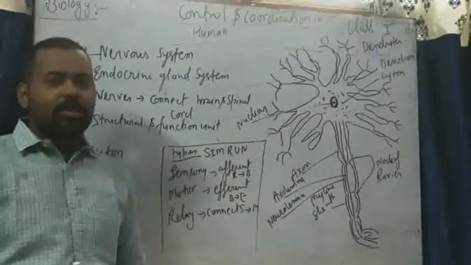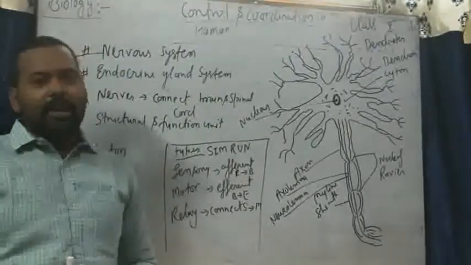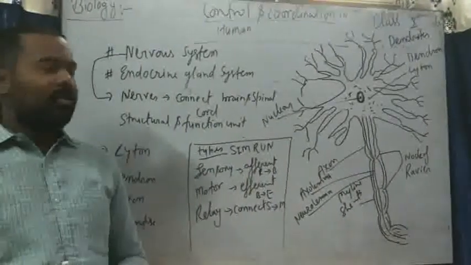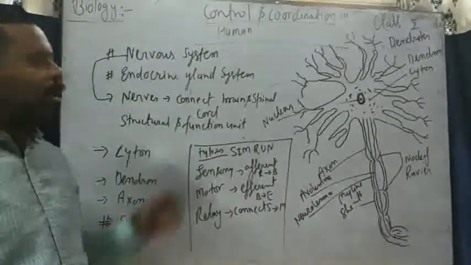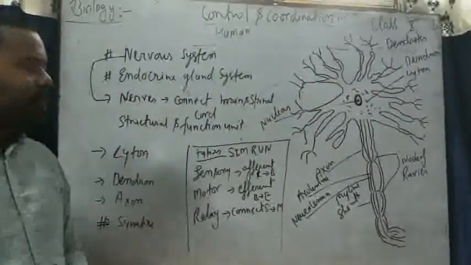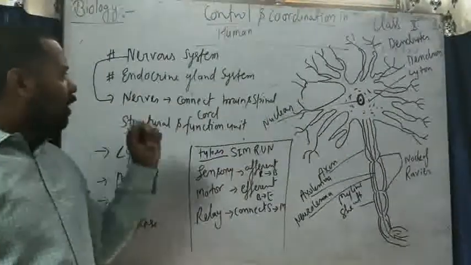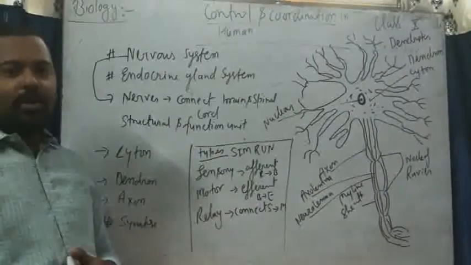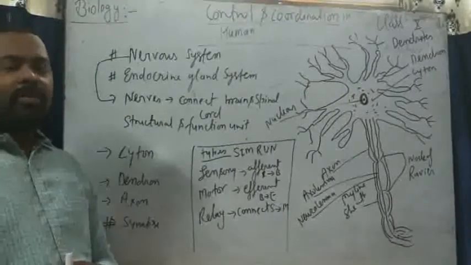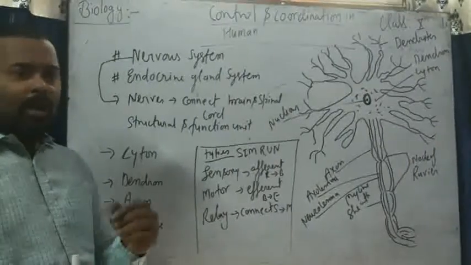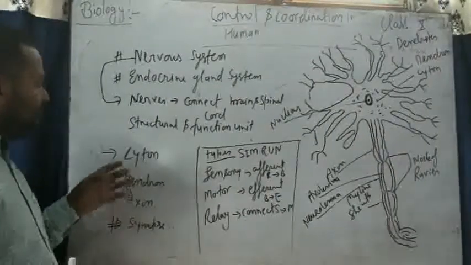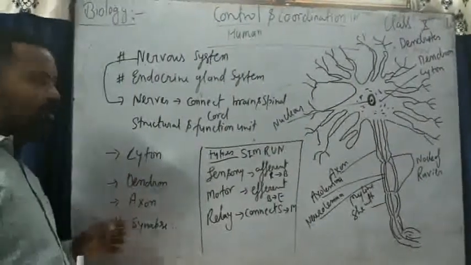Now moving towards control and coordination in humans. In humans, control and coordination takes place by two systems. First one is the nervous system and second one is the endocrine system. In the nervous system, the nerve cells connect the brain and spinal cord, and the neuron cell is the structural and functional unit of the nervous system. A neuron is composed of the following structures: cyton, dendron, axon.